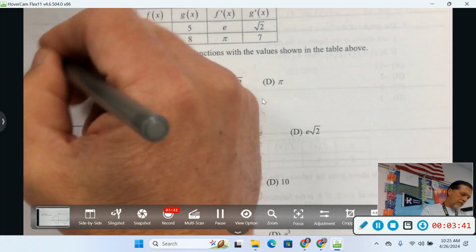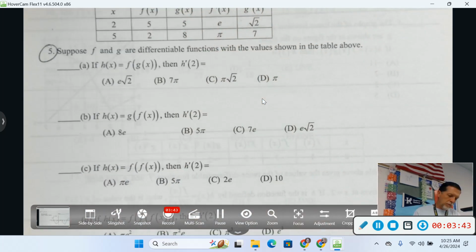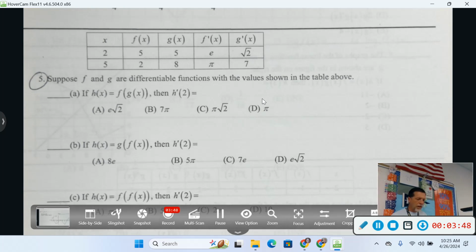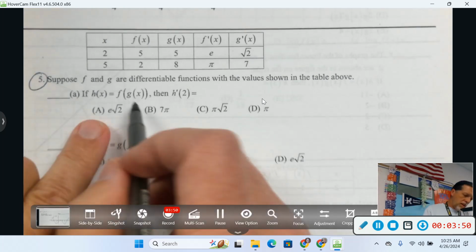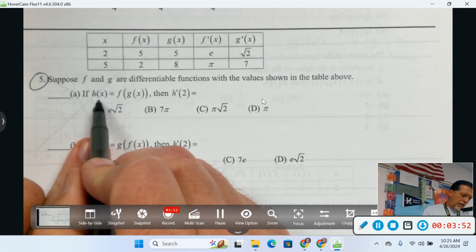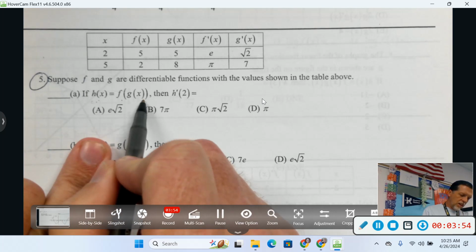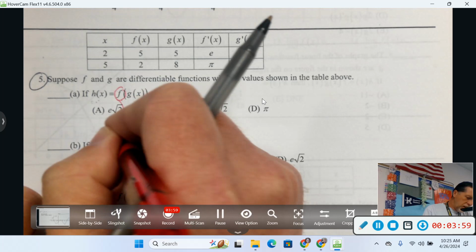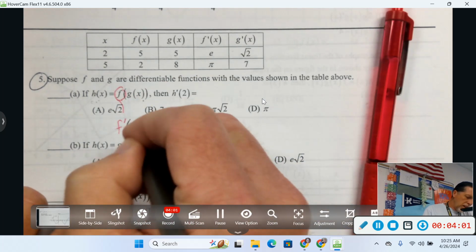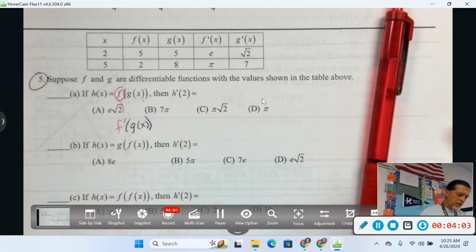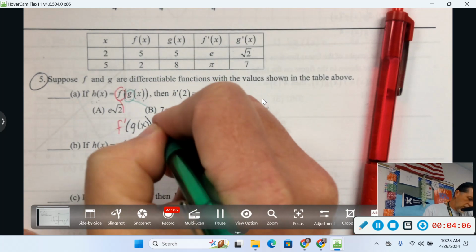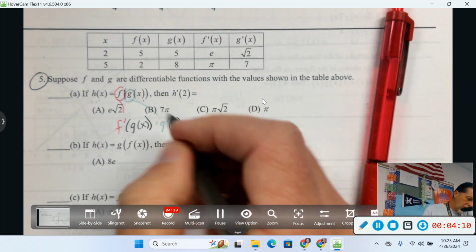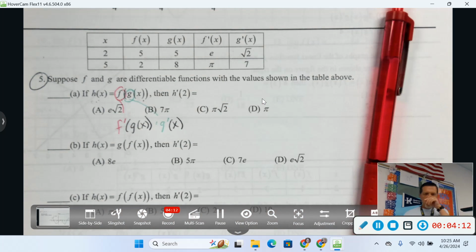Number 5. Oh, lovely. You had 5 problems with number 5. One of these table problems, so I'll just need to be careful to make sure I'm looking at the right spot. 5a, if h is f of g, so this is another chain rule problem. So f prime, leave the inside stuff alone, times g prime, leave the inside stuff alone, and then the derivative of x is just 1.